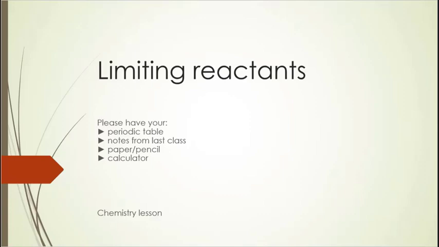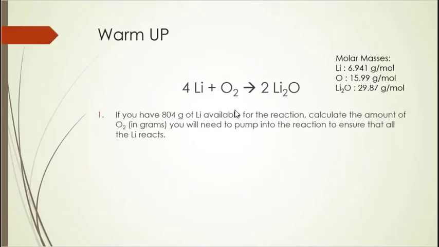This lesson is about limiting reactants. So you are going to need your periodic table, some background knowledge on stoichiometry, and of course, your pencil and the calculator. So let's think about a chemical reaction here where I have lithium plus oxygen to make lithium oxide.